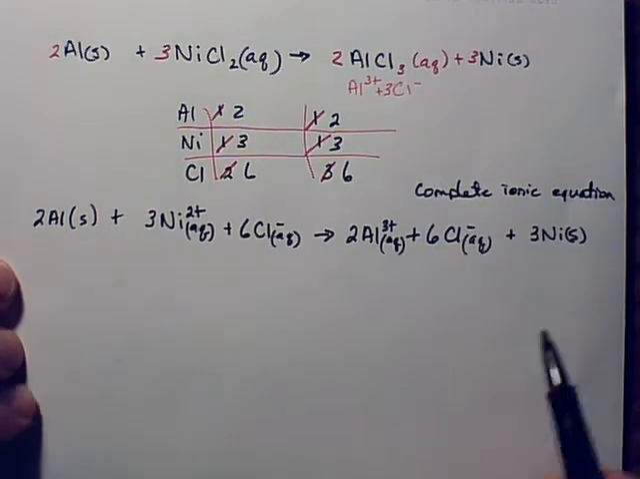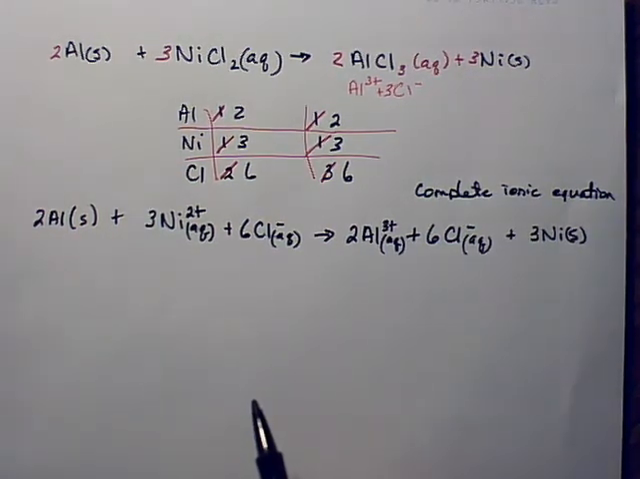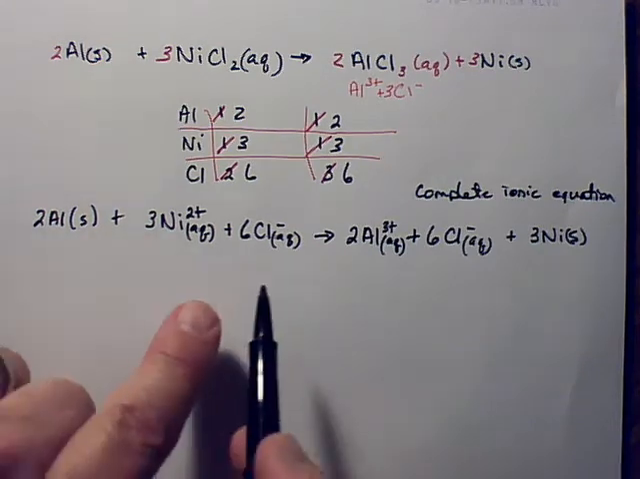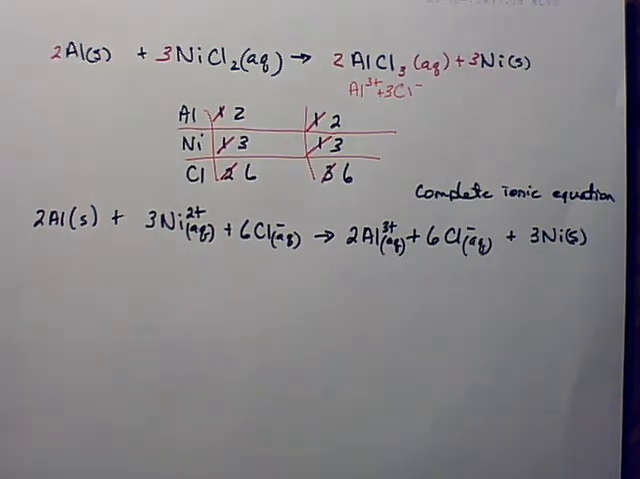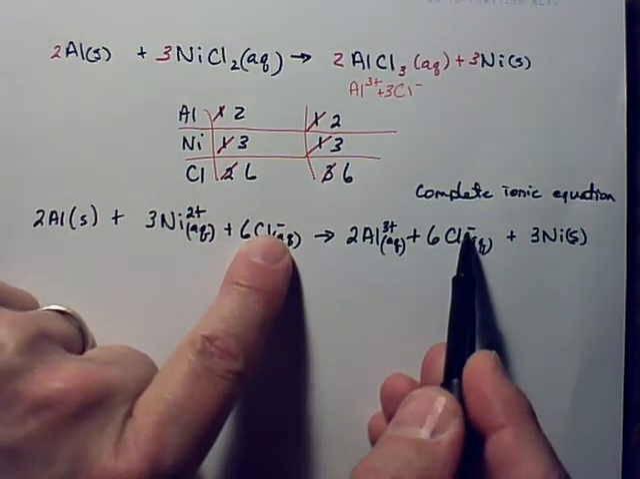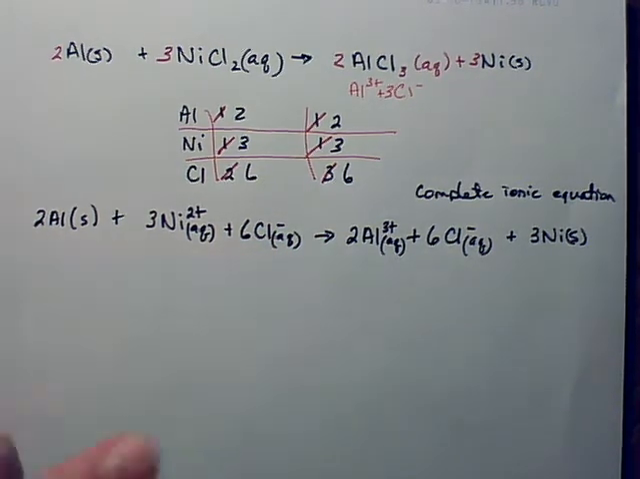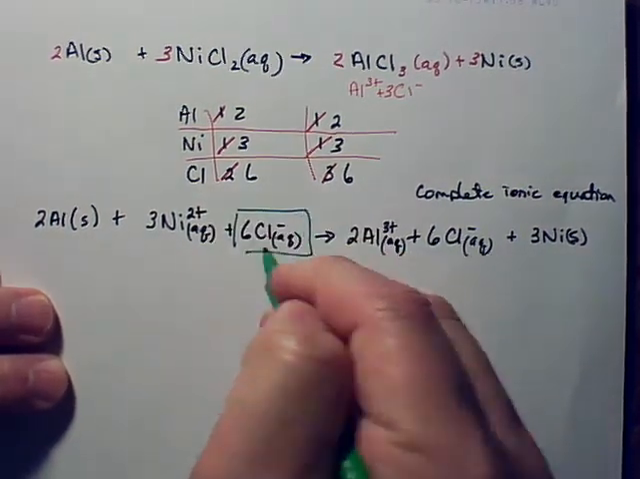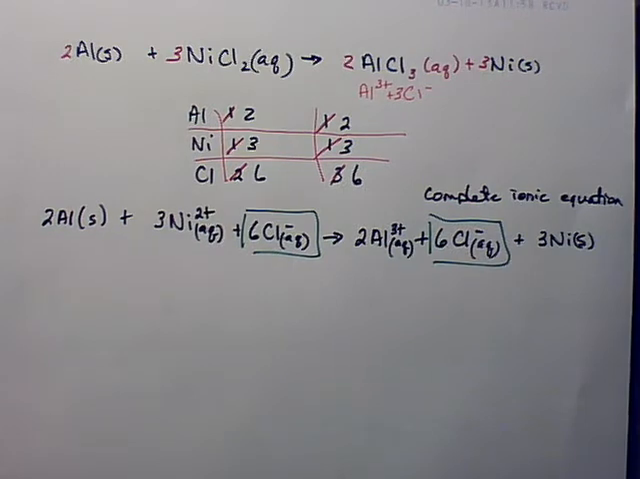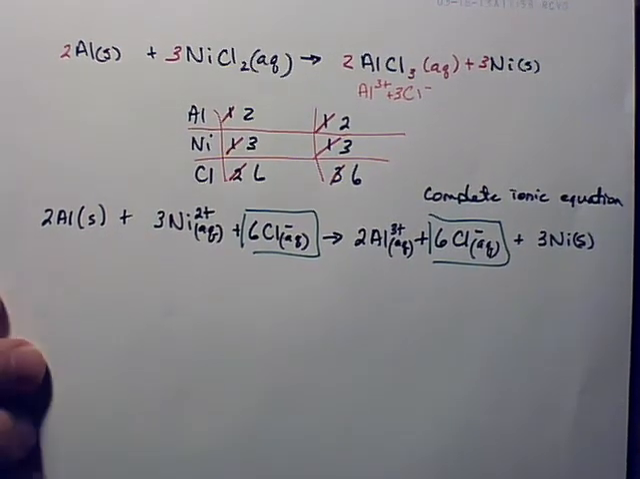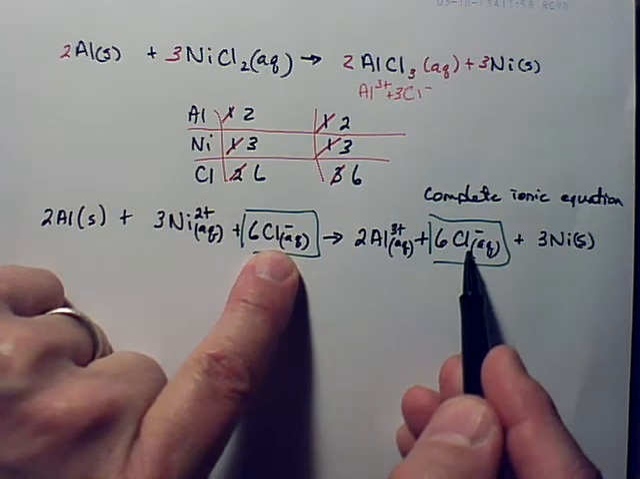Now, to make a net ionic equation, you write down anything that's not exactly the same on both sides. So is there anything in this equation that is exactly the same on both sides? The chlorides. They're charged, one negative. They didn't change their charge. They're aqueous. There's 6 of them. So we're going to leave these behind. We're going to write down everything that isn't exactly the same on both sides. And the only thing that's exactly the same are the 6 chlorides.